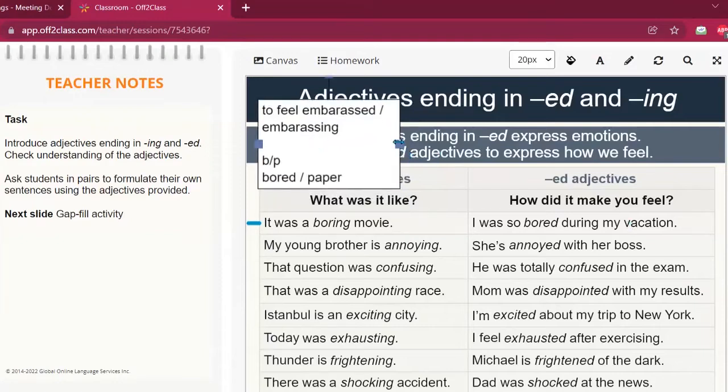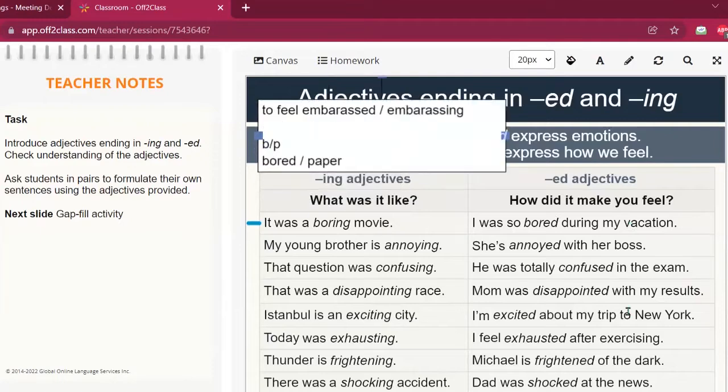Okay. So it was embarrassing that night. I was so embarrassed when my dad called me that night. It was an embarrassing night. It was embarrassing. Well, that night was embarrassing. For example, Iman: this university is exciting. I am excited about learning English there. For example.